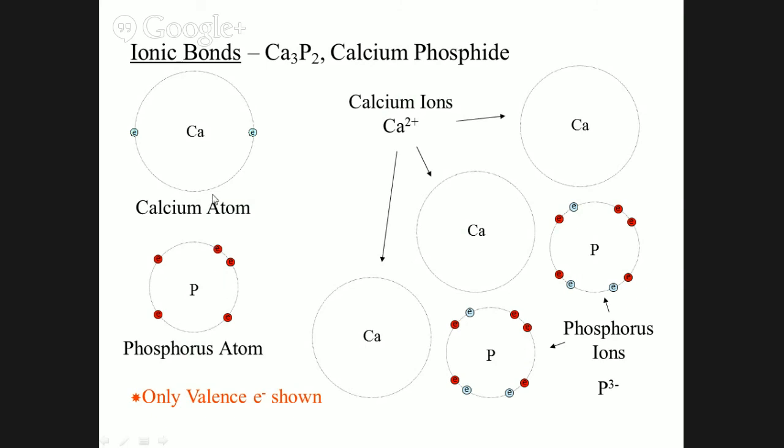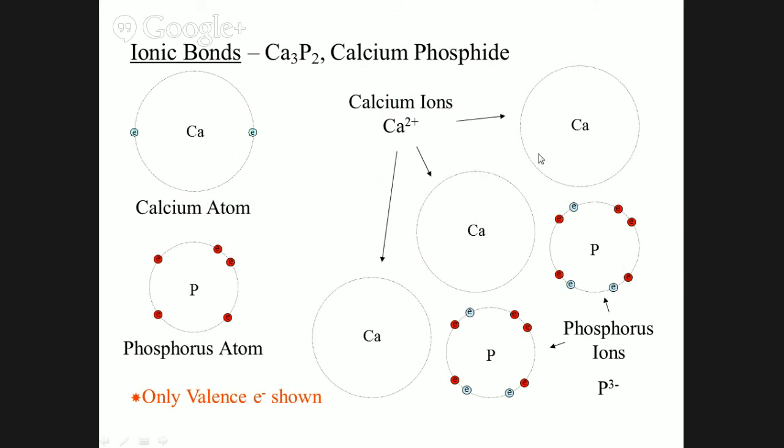In other words, every valence electron has to go somewhere so that the calciums are all empty, but the phosphorus are all full. Well, between 3 and 2, think of 6. I need 3 calcium atoms, each one losing 2 valence electrons. I need 2 phosphorus atoms, which would then need 6 total for each one to become full.